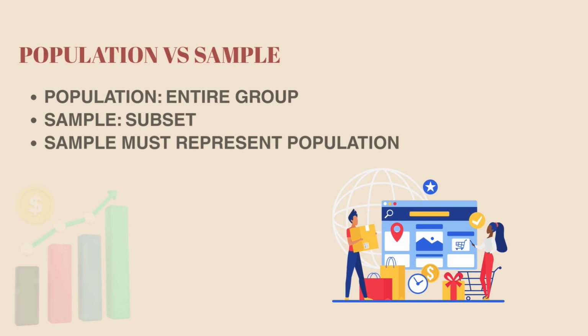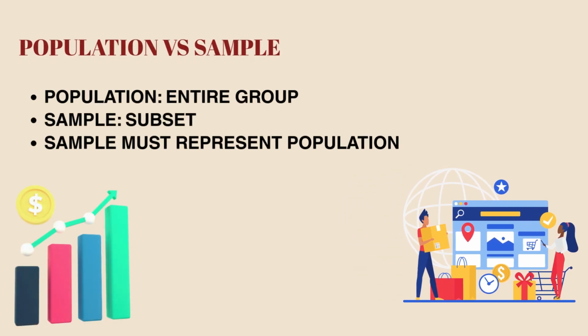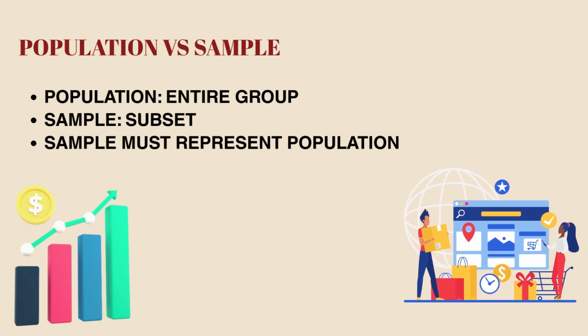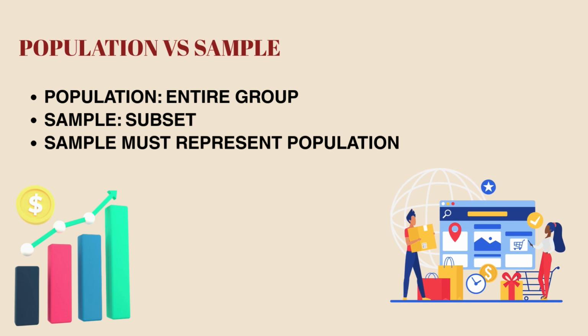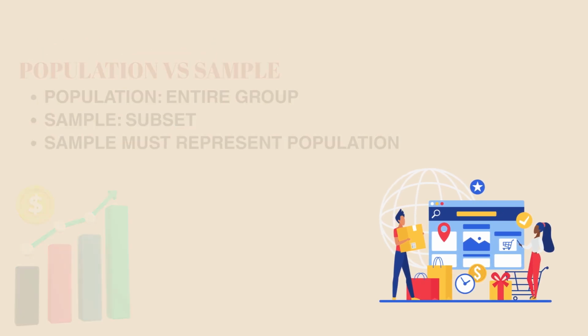Population versus sample. A population includes all individuals of interest, while a sample is a subset of that population. Inferential statistics use sample data to make statements about the population, assuming the sample is representative.